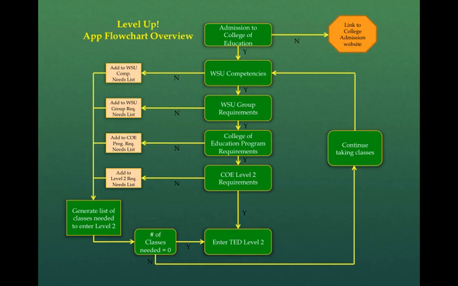The needs list generates one large needs list of all the classes they need to take in order to enter level 2. If the number of classes on that list is 0, then they're directed to apply for level 2. If they have classes they need to take, then they would continue on taking classes, and then they could come through this app once again as they progress through their program.